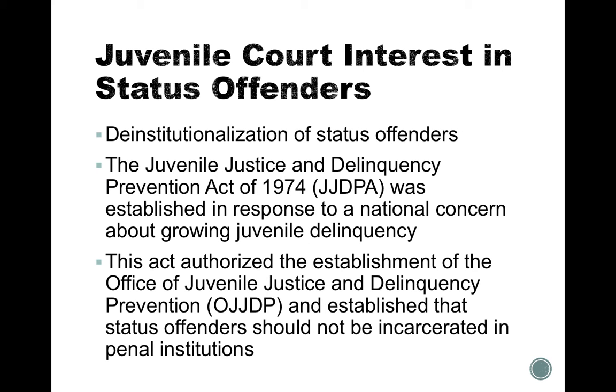So one of the things that has happened over time is the juvenile court has really tried to deinstitutionalize status offenders. In the past, status offenders would come into the court's jurisdiction and they might be sentenced the same way an actual juvenile offender would be sentenced. And in 1974, the Juvenile Justice and Delinquency Prevention Act wanted to address some issues because they had this concern about growing juvenile delinquency. This act established the OJJDP, and established that status offenders should not be incarcerated in penal institutions. So they might still find themselves in something that's called residential treatment.